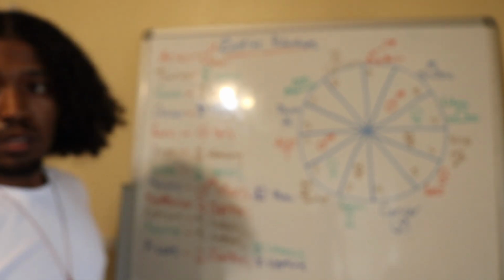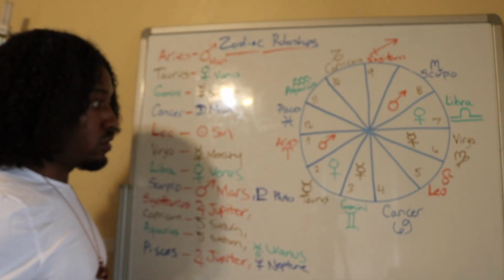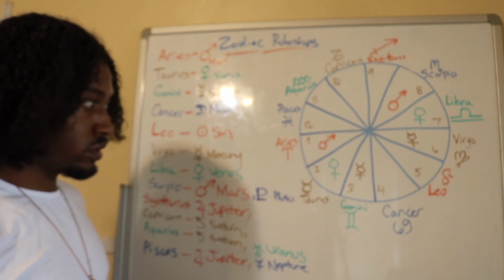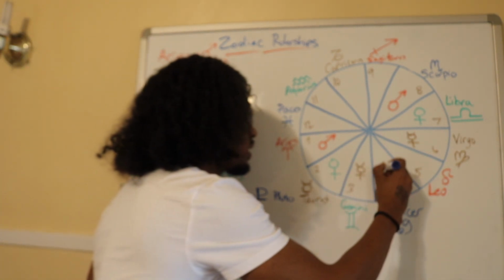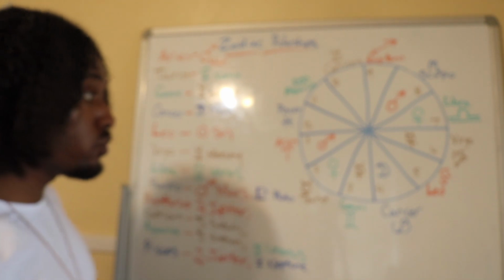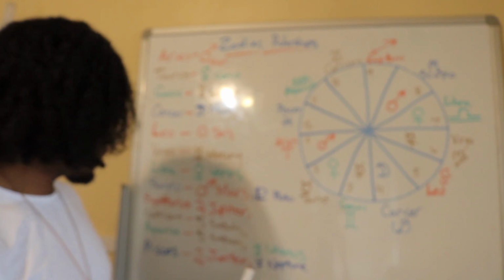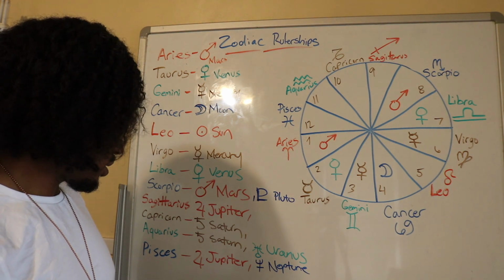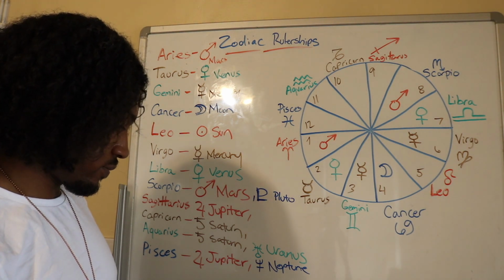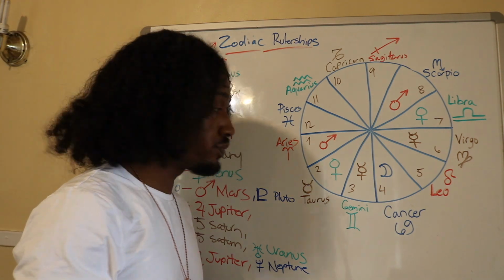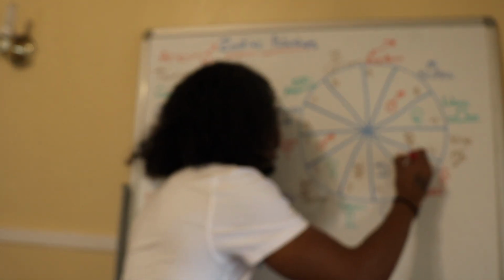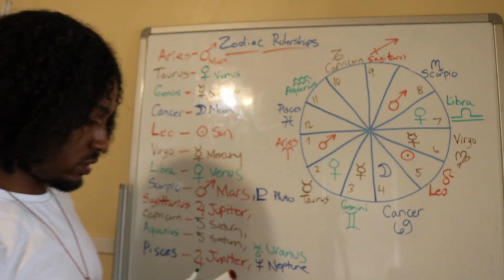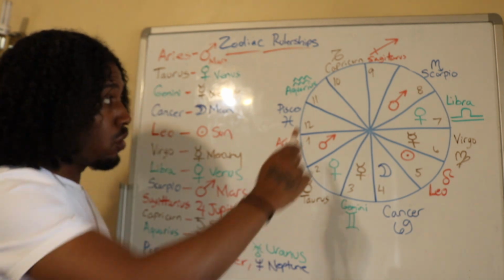Alright? And then we have the moon, right? The moon is a luminary, just like the sun, and the moon rules over Cancer. Alright? Again, remember that the moon and the sun only rule over one sign each. You know what I mean? So keep that in mind. Give me 1 second, y'all. Okay, so the sun rules over Leo, right?